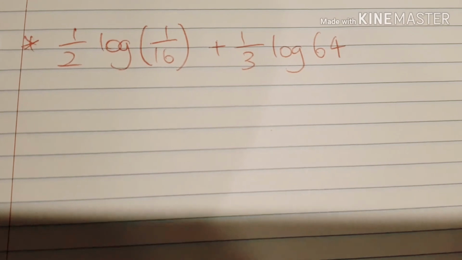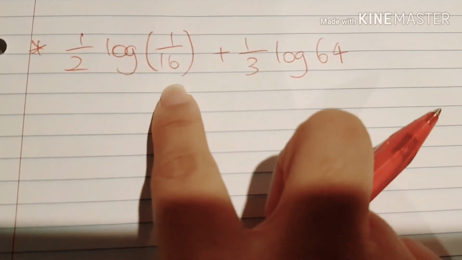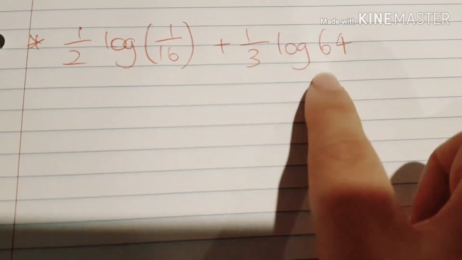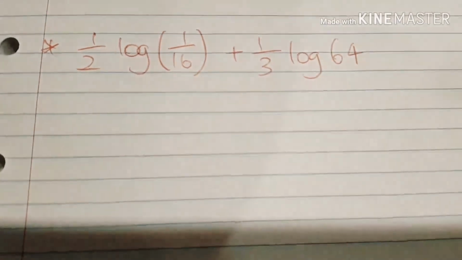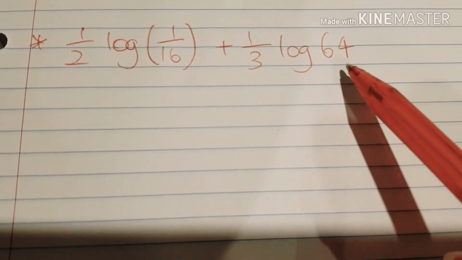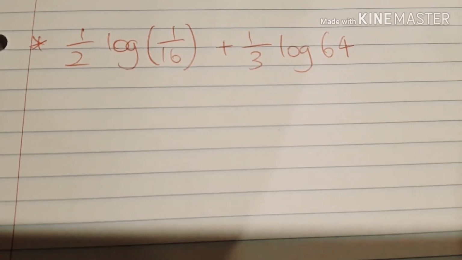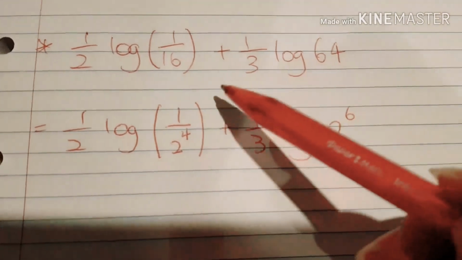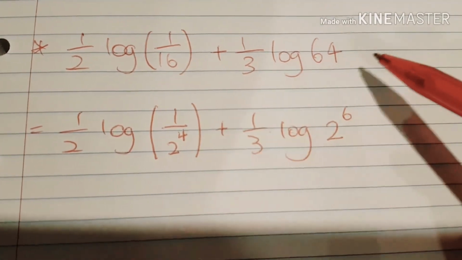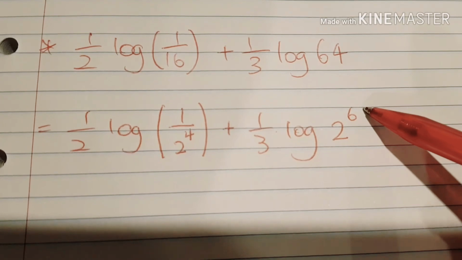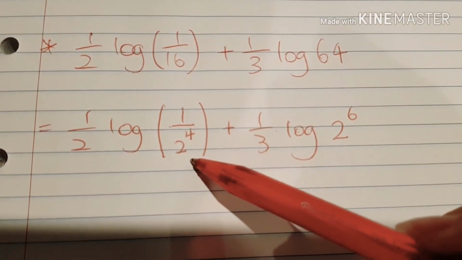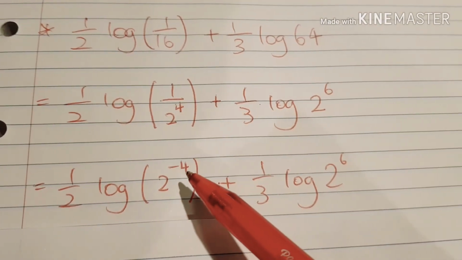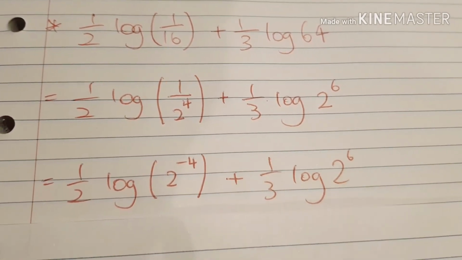In order to calculate the values, I need to have the same number over here inside the log. 16 and 64 are all multiples of 2, so maybe I'll make the base 2. 16 is 2 to the power of 4, 64 is 2 to the power of 6, and I'll convert this into a negative power. Now I have the same base of 2.